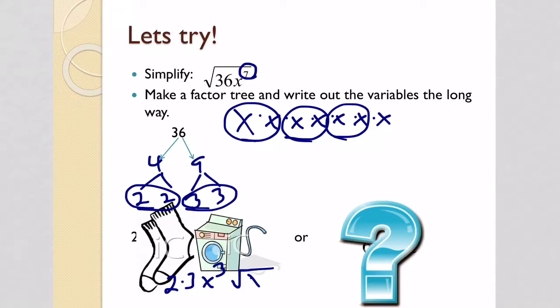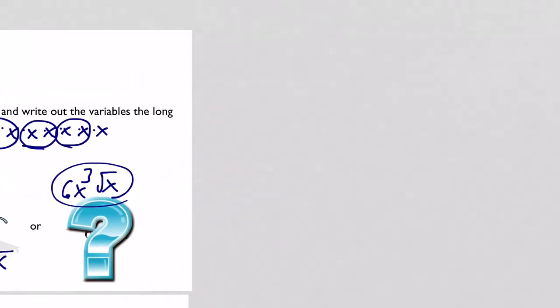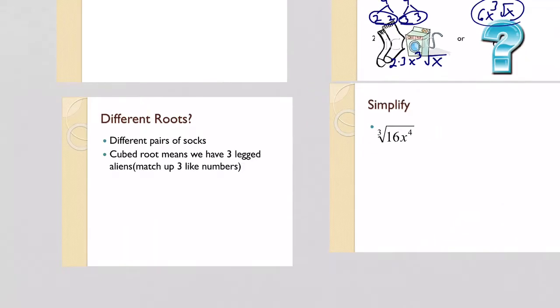So I'm going to go ahead and just put a single x. So then multiply this out. 2 times 3 would be 6x cubed square root of x. And then that's my answer there. So let's go on, because of course there's more to this.